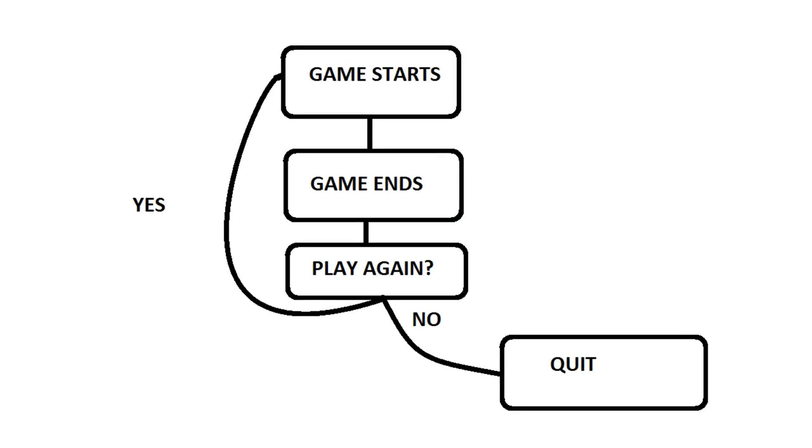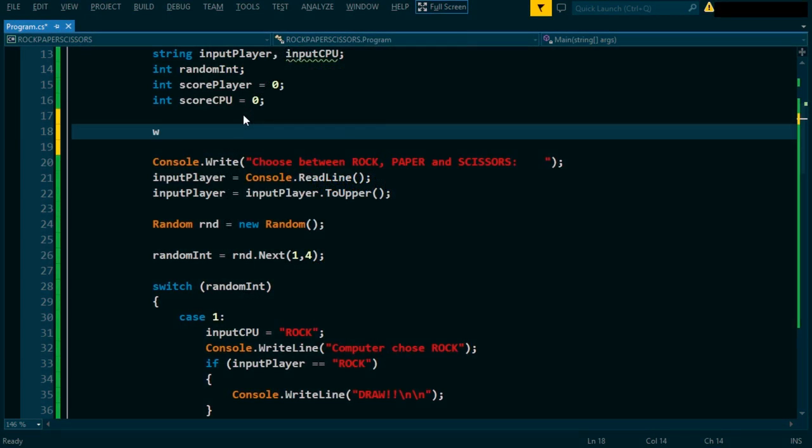What we need to do is loop it. So the game starts, you play through, the game ends, and you're asked to play again. If you say no, it goes to quit. If you say yes, it goes back up to the start, and the game starts again. This is called a loop, and we can do that using a while, a for, a do while, and foreach. There's a whole heap, but we're going to be using a while loop.